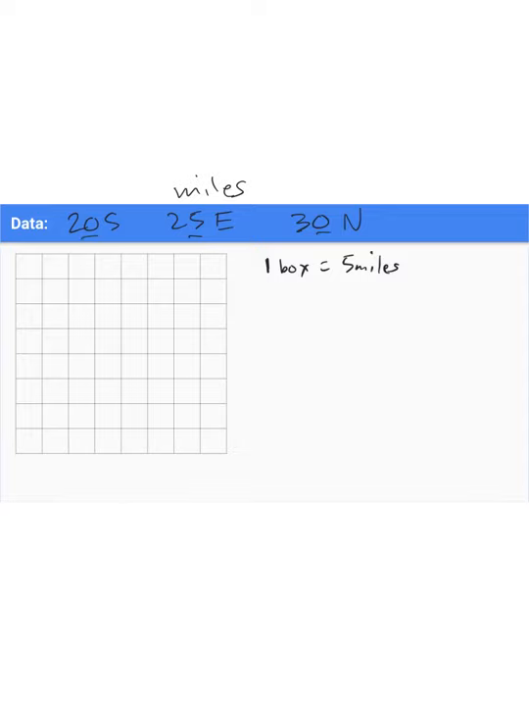So 20 south would be 1, 2, 3, 4, because 4 times 5 is 20. 25 east would be 5, right? Because 5 times 5 is 25. And 30 north would be 6. 1, 2, 3, 4, 5, 6. Ooh, I got lucky. I ended right on the spot. Okay. And this is our start. This is our end.